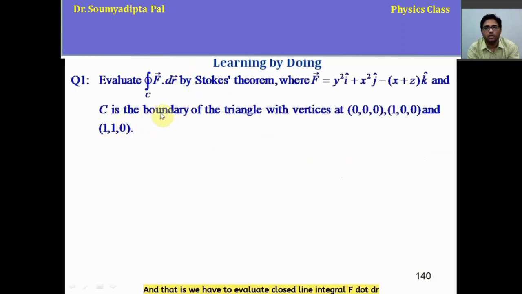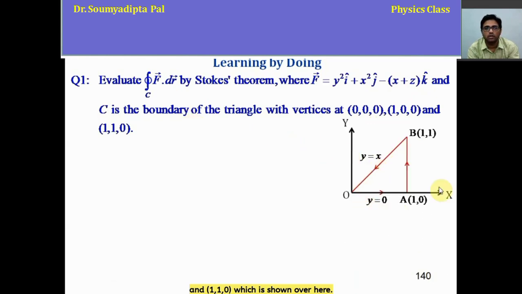∮ F · dr using Stokes theorem, where F is of this form: y² i cap plus x² j cap minus (x plus z) k cap, and C is the boundary of the triangle with vertices at (0, 0, 0), (1, 0, 0) and (1, 1, 0), which is shown over here. And here you can see the direction of the closed path is anti-clockwise or positive in direction, right?